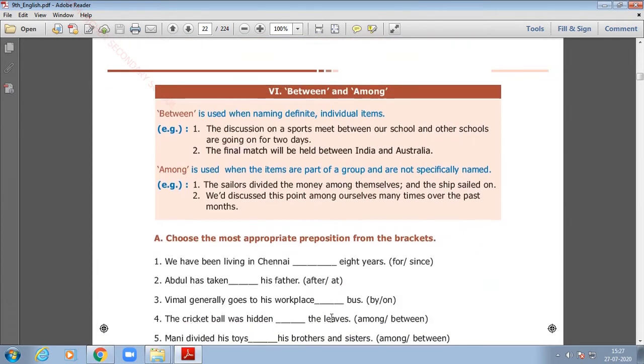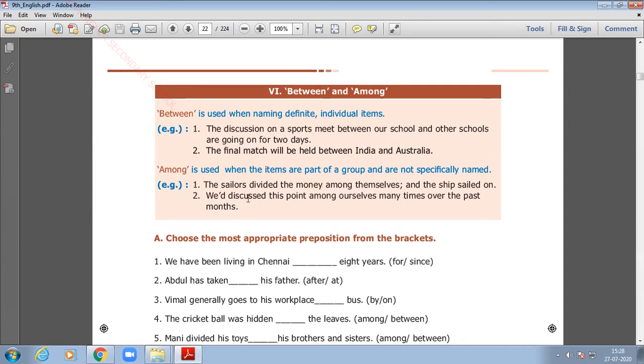Okay, next, between and among. Between involves only two in number, you use between, and more than two, among. Between is used when naming definite individual items here. That's how you remember it. My mother asked me to share this between me and my brother, so that involves only two people, you use between. Maybe more than two, you use among. The discussion on a sports meet between our school and other schools is going on for 2 days. The final match will be held between India and Australia.